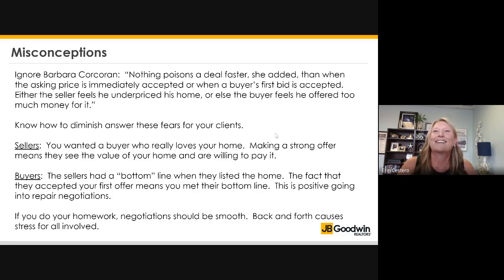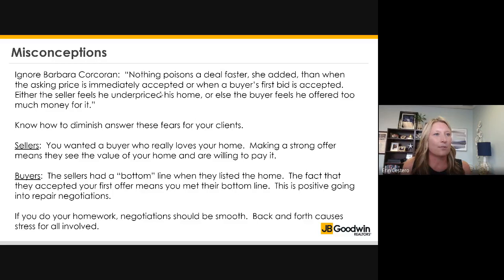Misconceptions. We know Barbara Corcoran, a lot of respect for the woman, but I disagree with her wholeheartedly on one negotiation strategy that she teaches. And you guys have to decide your comfort level on this. She says nothing poisons a deal faster than when asking price is immediately accepted, or when a buyer's first bid is accepted. Either the seller feels he's underpriced the home, and you guys have all had that conversation, or the buyer feels that they've offered too much.